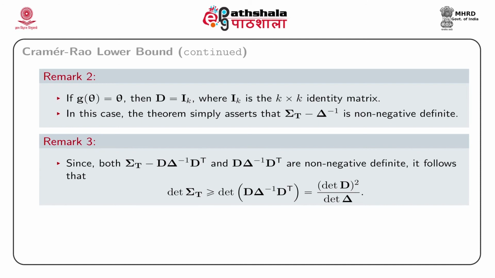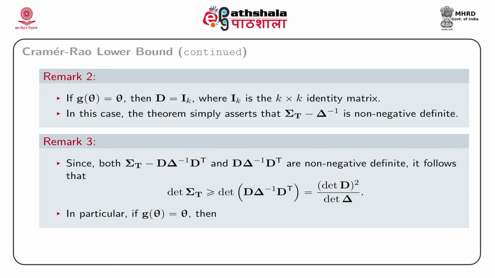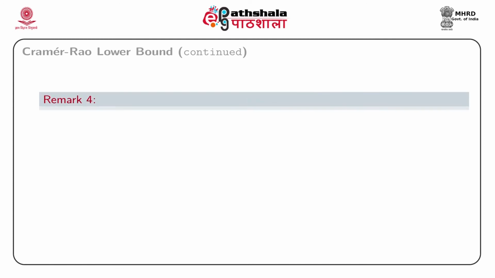This is so because determinant of D equals determinant of D prime, and determinant of delta inverse is equal to 1 by determinant of delta. In particular, if g equals theta 1, theta 2, up to theta k, then determinant of sigma_T is greater than or equal to 1 by determinant of delta. Remark 4 is very important.